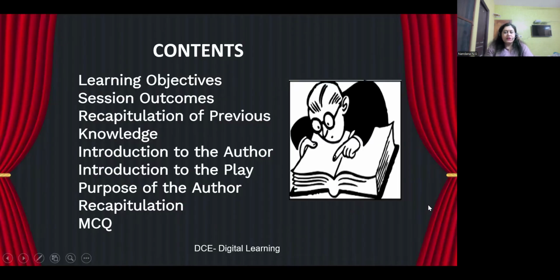The contents of this session: learning objectives, session outcomes, recapitulation of previous knowledge, introduction to the author, introduction to the play, purpose of the play, recapitulation, followed by a multiple choice question session in the end.